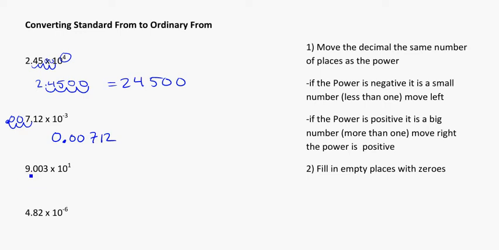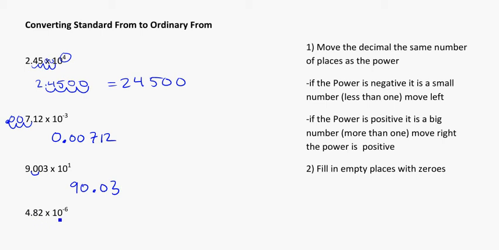And here's an example, 9.003 times 10 to the power of 1. So here the power again is positive, and it's just 1. Positive, so I'm thinking big number, and I need to move it 1 spot. And there I've moved it 1 spot. I get 90.03. And I don't need to add in any zeros because there's numbers above all those loops, so it's filling itself in already.